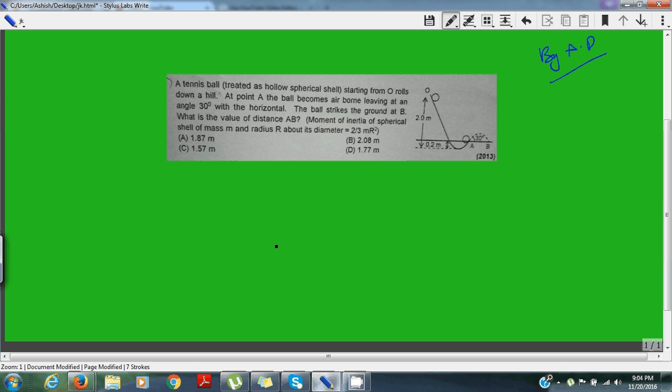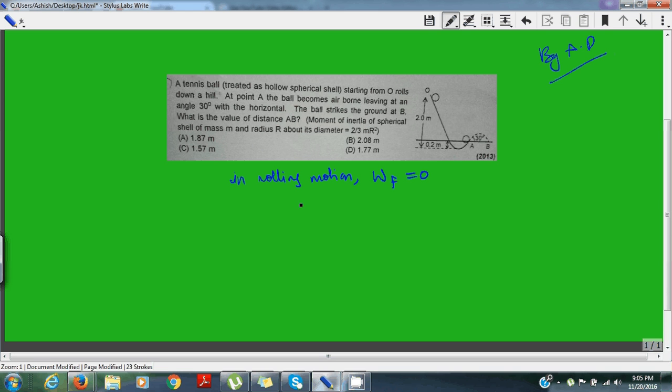Now in this question, it's saying that a tennis ball is being moved from O to A under the influence of gravity. So, first of all, we should know that in a rolling motion, work done by friction is always equal to zero because the contact surface and the point of contact with the body are at zero relative speed. That's why the point of contact is not moving under the influence of friction. That's why the work done by friction is zero at that point.